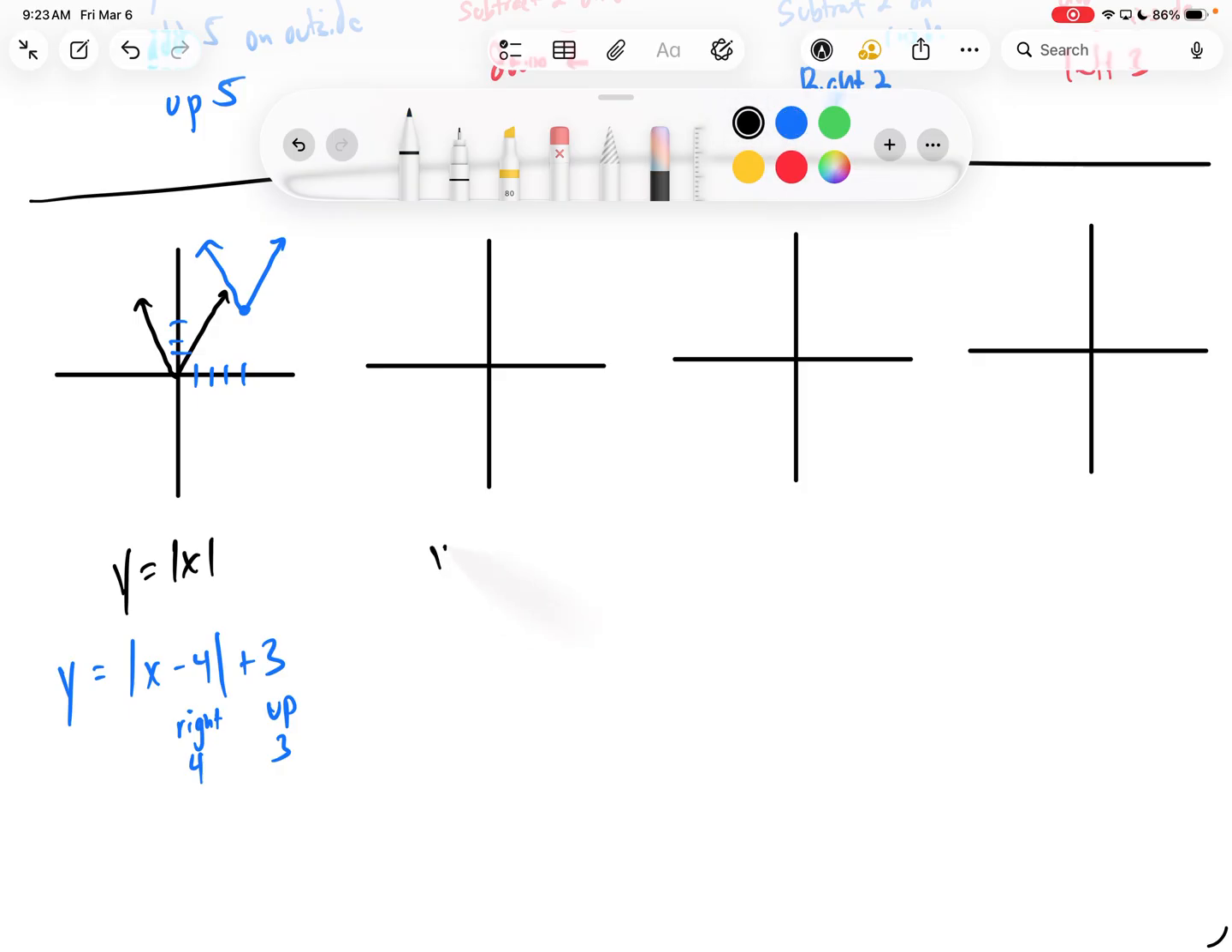Okay, but this works no matter which one you're doing. If I have x squared, that's a parabola. Actually, let me do this real quick. Sorry.